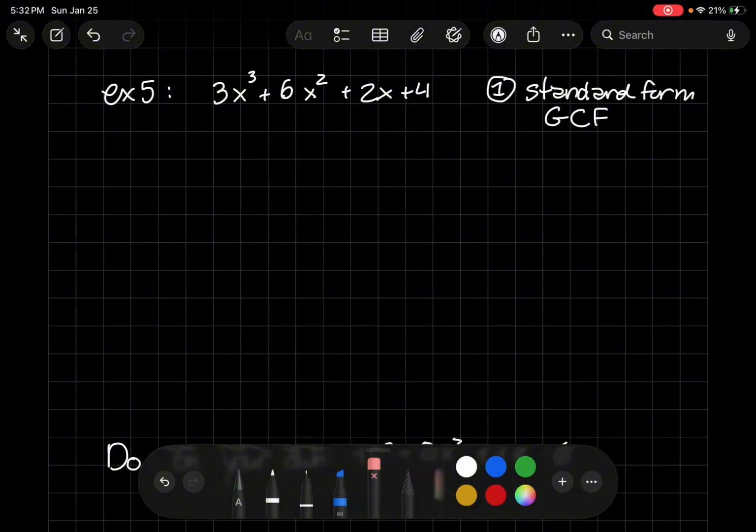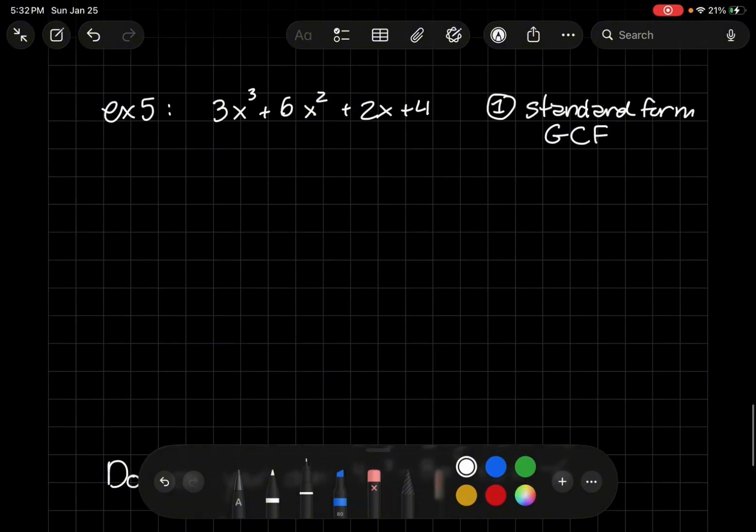Now, the question is, is this in standard form? Well, let's check our exponents, because our exponents should go from the largest, which is 3, to our smallest, which is 0 or none. Yes, our exponents do go from largest to smallest: 3, 2, 1, 0. Now, we are going to group 2 and 2.